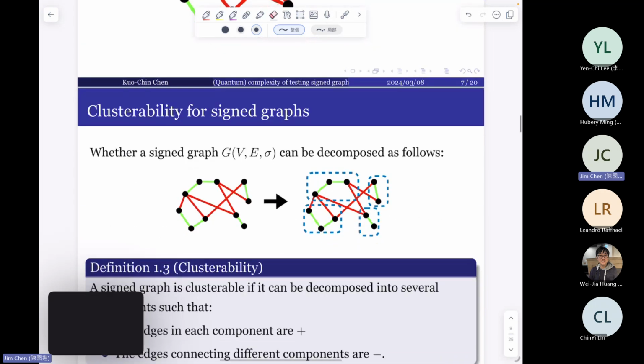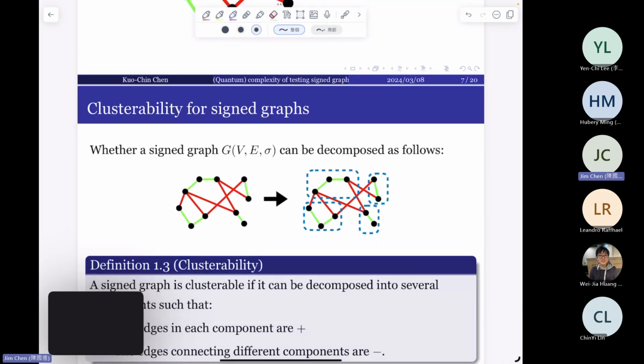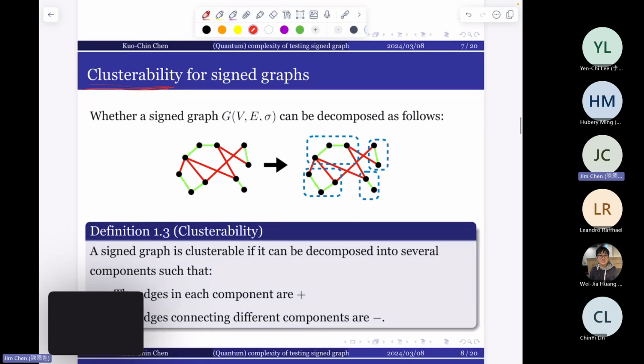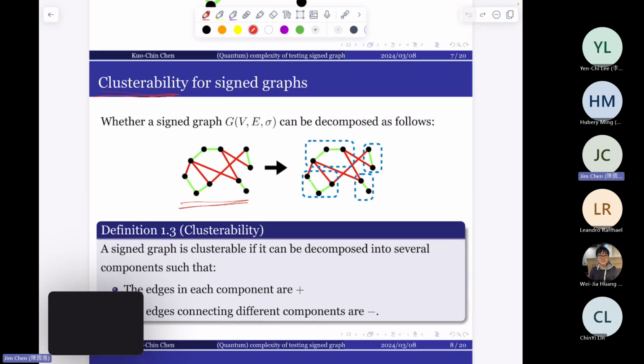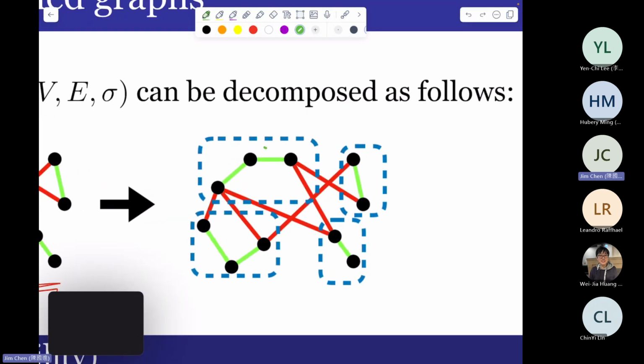And so what is clusterability? This property is quite close to bipartite. Now we are given a sign graph. If we can decompose the sign graph into several components, such that each component can only contain positive edges. This is positive. It is positive.